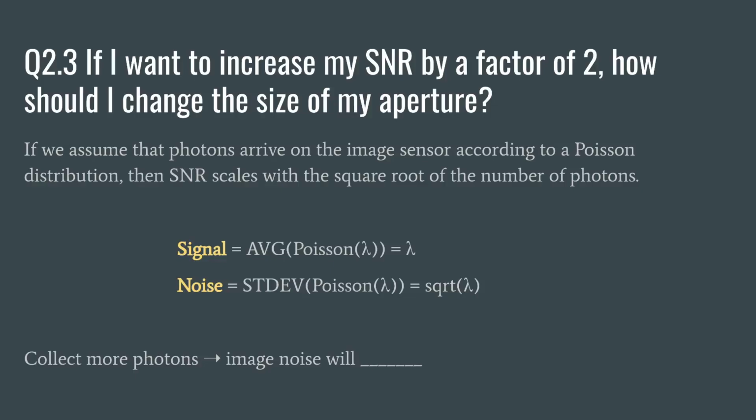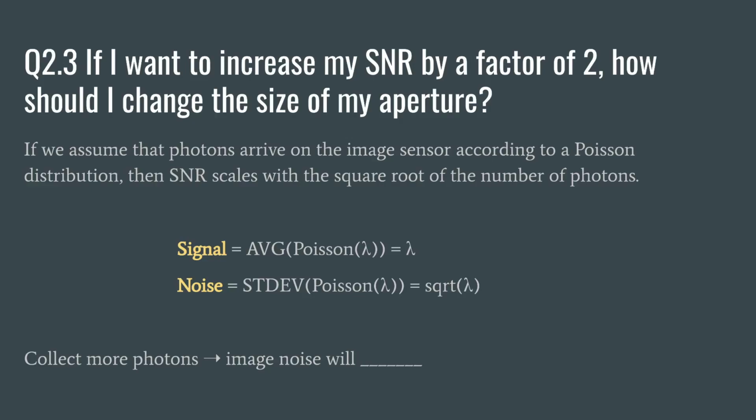Number 3, if I want to increase my SNR by a factor of 2, how should I change the size of my aperture? Okay, so just for some background, if we assume that the photons arrive on the image sensor according to a Poisson distribution, then SNR scales with the square root of the number of photons.